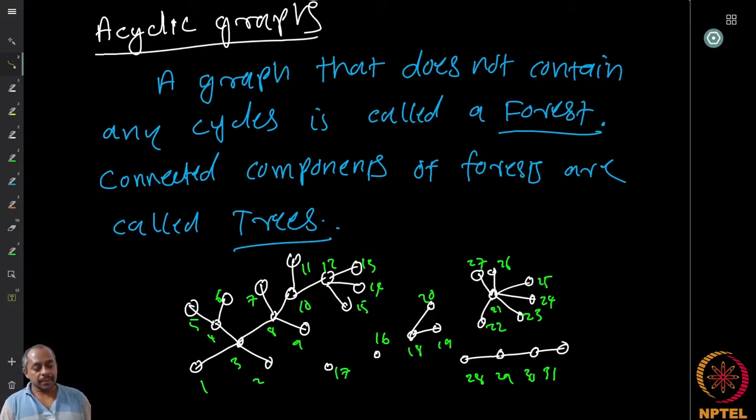Now there is a special name for this type of graph where we have one central vertex and every other vertex is a neighbor. Such a tree is called a star. And stars are also an important class of trees we will see sometime. So this is an example of an acyclic graph.